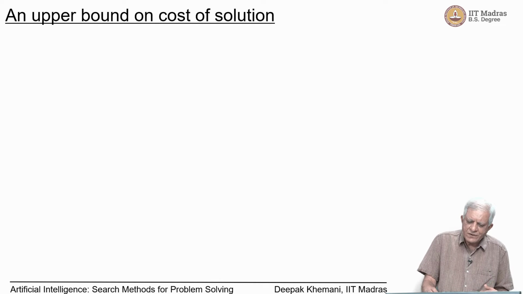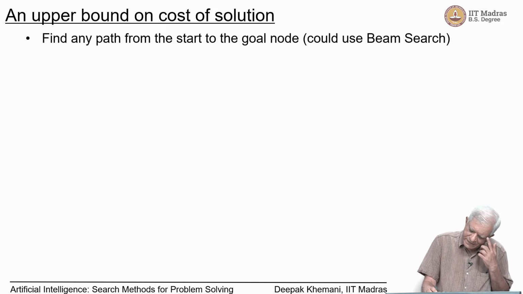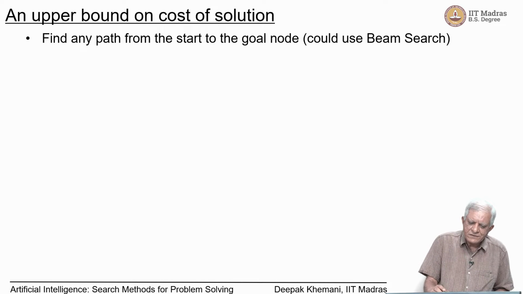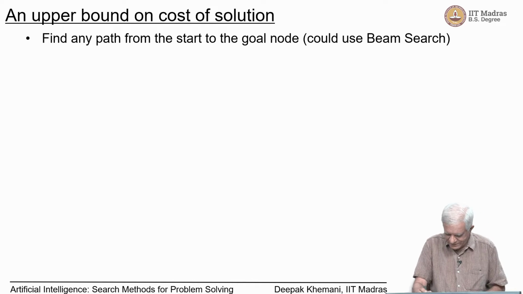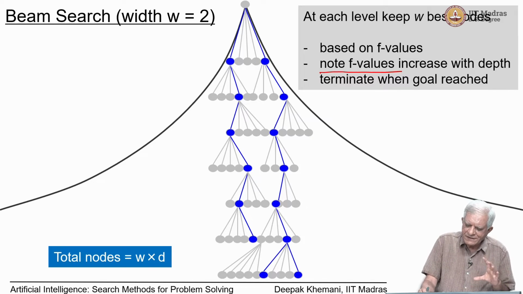If you wanted to find an upper bound cost to the solution, the lower bound cost is h of s, because h is an underestimating function, and we know that it will be at least that much. But we are interested in the upper bound, because sometimes we want to do some pruning based on that. We could find some path from the start to the goal using beam search and use that cost as an upper bound cost. So, we just spoke about beam search. What is the beam search algorithm? The beam search algorithm maintains a beam of width W. In this diagram, the width is 2, but in general it can be larger, because nowadays memory is cheaper.